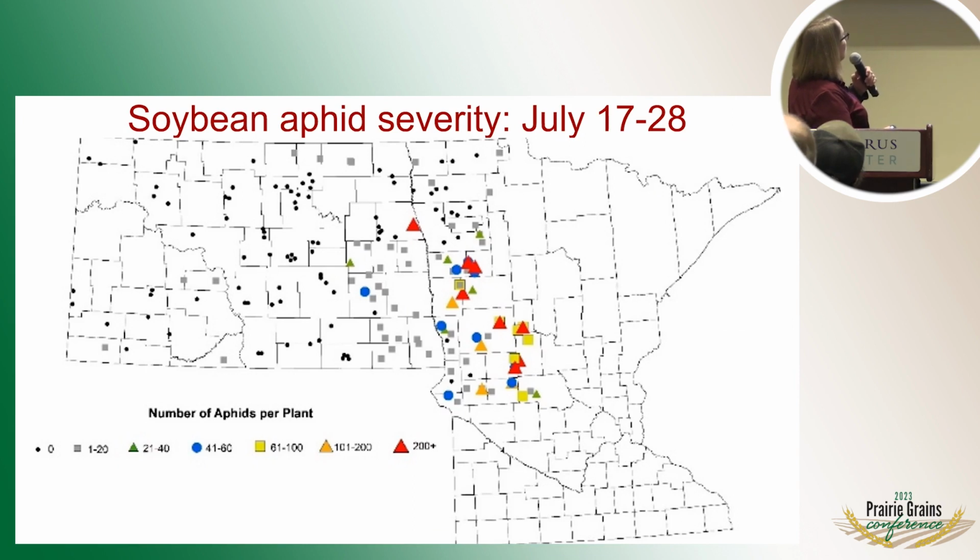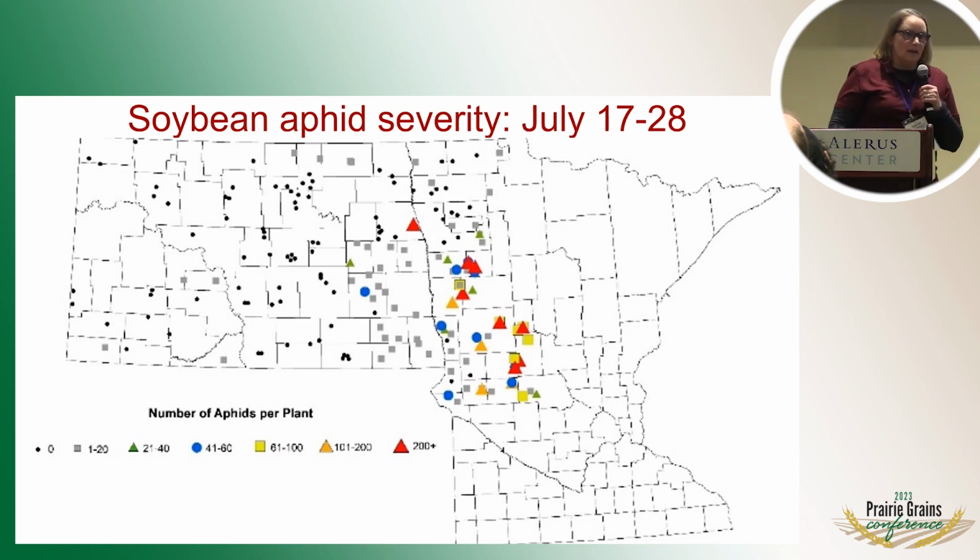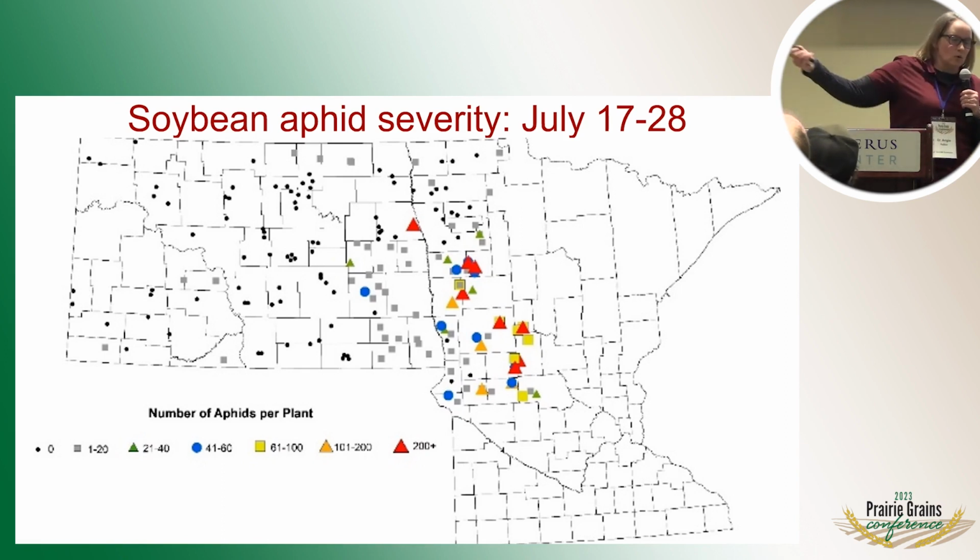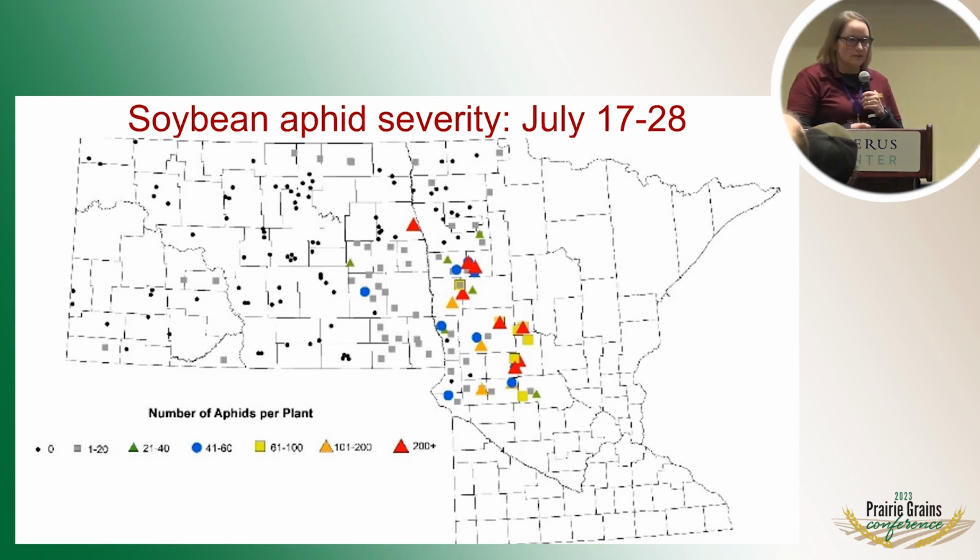So here's an example of our soybean aphid severity. This is July 17th through 28th. I personally visited these fields, so the red triangles in Mahnomen, and this is Clay County, they had threshold level aphid populations. Unfortunately, I went back and took a look at these fields in Mahnomen County, and some of those densities were in the thousands. So I think some people weren't necessarily scouting or treating on time.